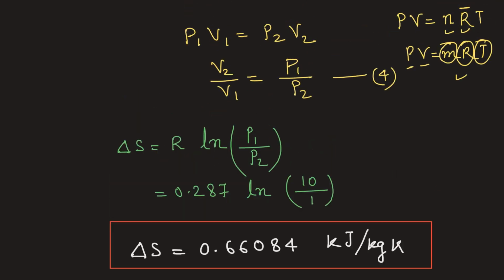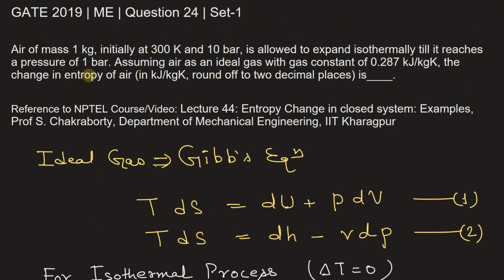Now let's go back and fill the blank. The change in entropy of air is, how much we just calculated? 0.66084 kilojoule per kg Kelvin.